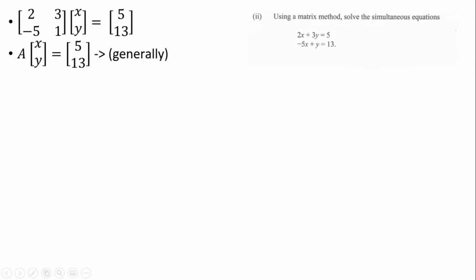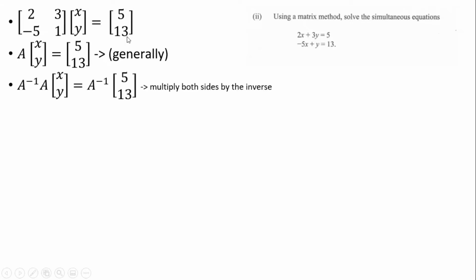Now looking at the general approach to solving simultaneous equations using the matrix method, A is usually the representative matrix, which is multiplied by [x; y] and is equal to, let's say, c, which in this case is [5; 13]. So that is what is generally used. What we know is that we find the inverse of A and multiply it by both sides of the equation.